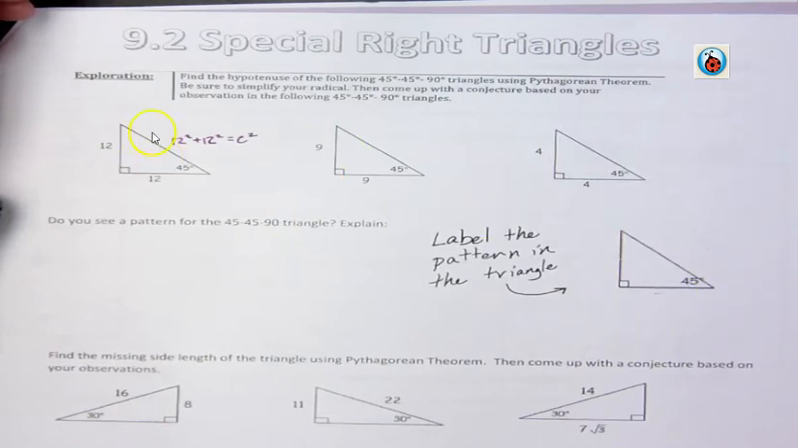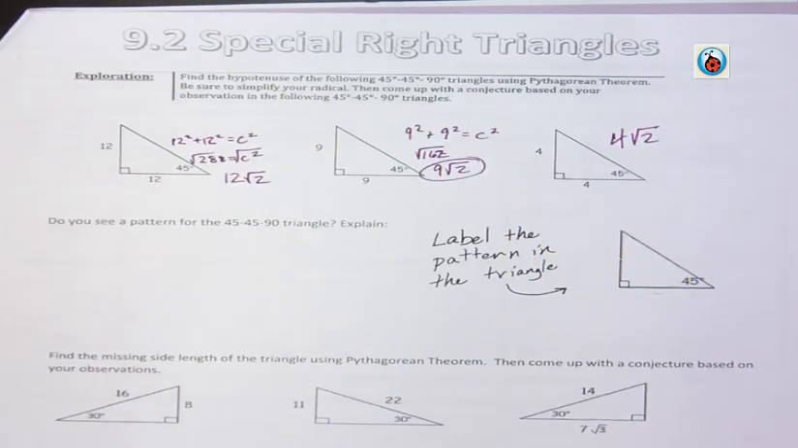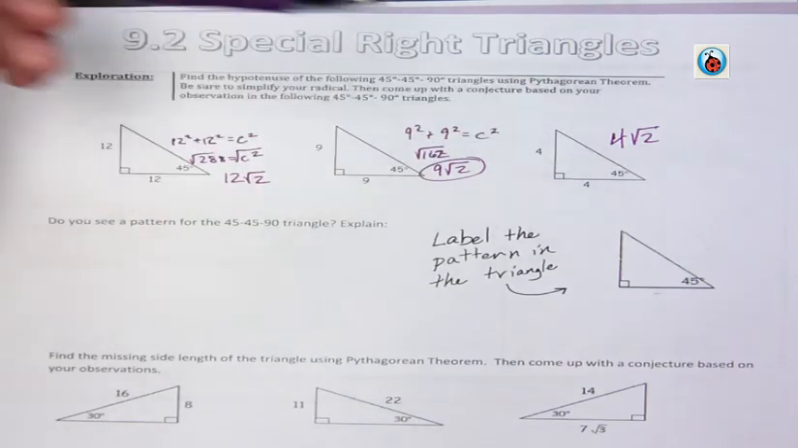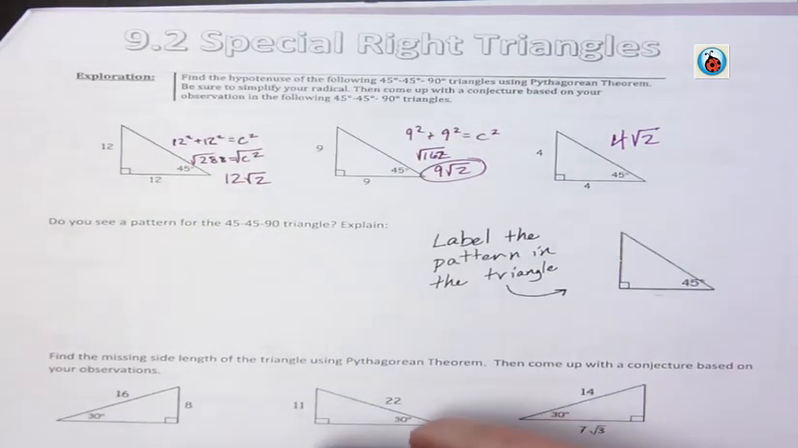So you're trying to figure out what the hypotenuse is for each of these, and then use that pattern and write it down here with variables. So hopefully you've gotten 12 root 2, 9 root 2, and 4 root 2 for each of these.